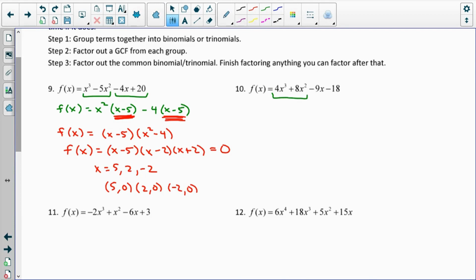Let's group these two terms. So I'm going to set this equal to 0 since I'm finding x-intercepts. The GCF of the first 2 is 4x squared, and then I'm left with x plus 2. The GCF of the second pair is 9, and I'm left with x plus 2. It's very fortuitous for us that x plus 2 is left over in both terms. When that happens, that's awesome. I can factor out an x plus 2, and I'm left with 4x squared minus 9.